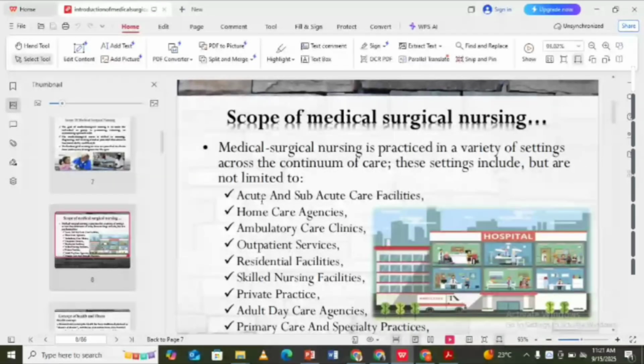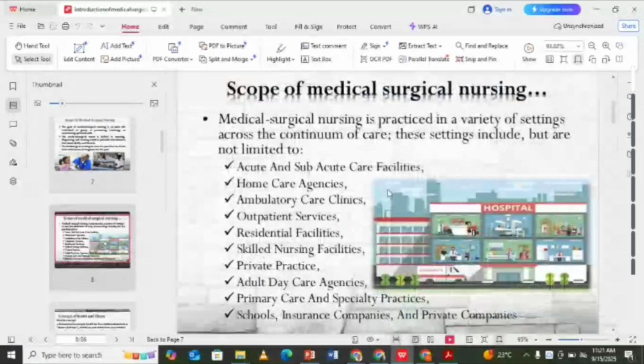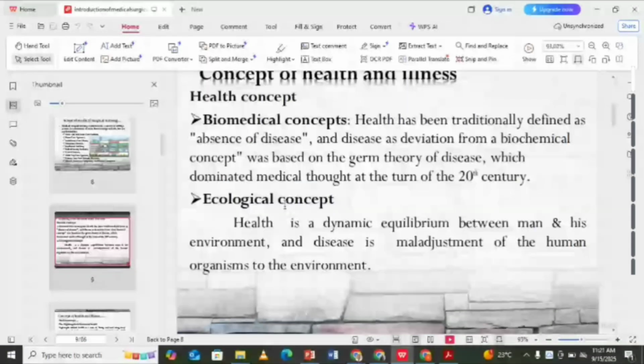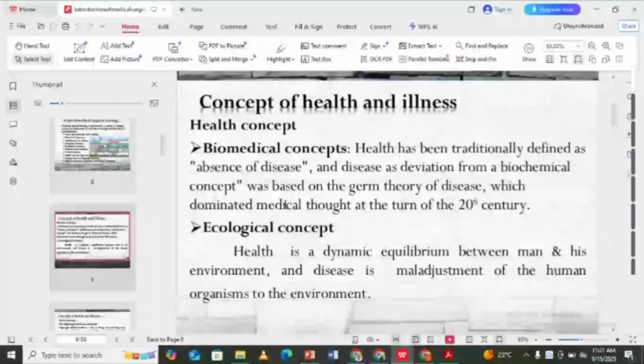We can talk about acute and subacute care facilities. MedSurg is practiced there. Home care agencies, ambulatory care clinics, outpatients, residential facilities, skilled nursing facilities, private practice, adult agencies, primary care and specialty practices, schools, insurance companies, private companies. All these are setups in which you can practice medical and surgical nursing.